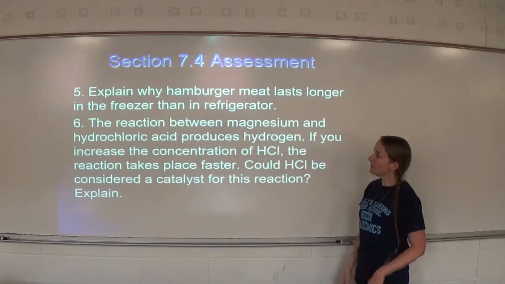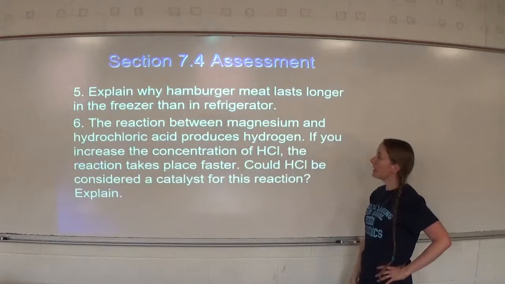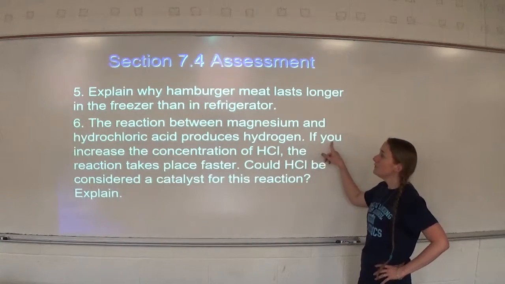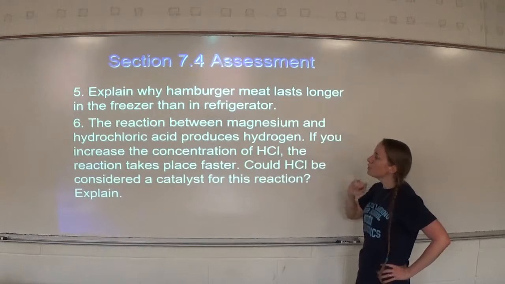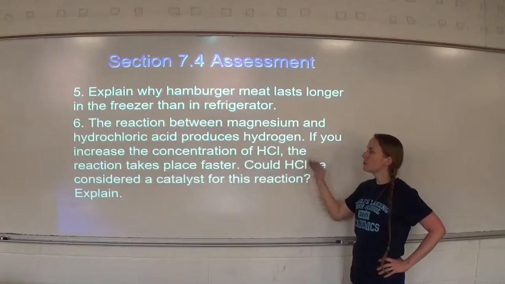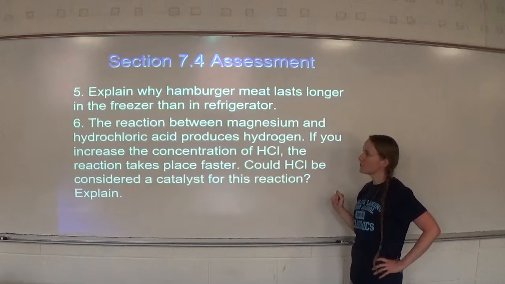So for number 6, my gosh, this is long. The reaction between magnesium and hydrochloric acid produces hydrogen. It would also produce magnesium chloride. I don't know why I don't have that on there. If you increase the concentration of HCl, the reaction takes place faster. Could HCl be considered a catalyst for this reaction?